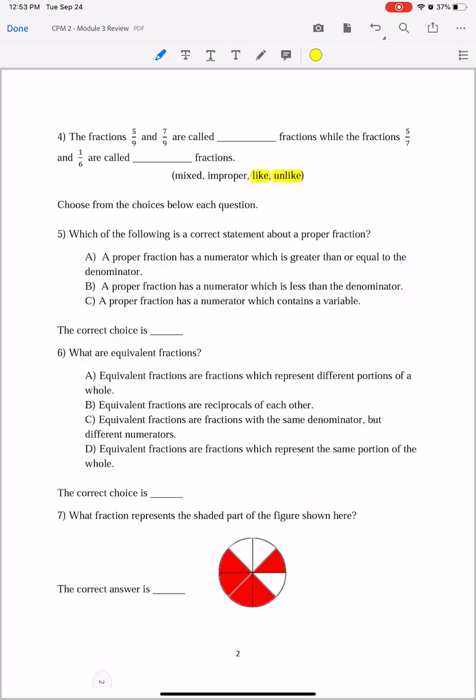We are going to choose from the choices below each question. Which of the following is the correct statement about proper fractions? So A says a proper fraction has a numerator which is greater or equal to the denominator. That is your definition. Oops, that's way too big. That is your definition of an improper fraction.